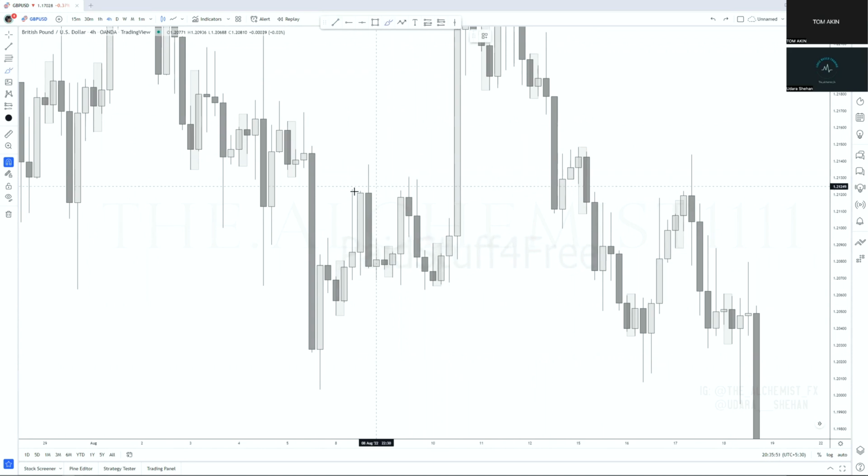So even this right here is a swing high. Why? We have a lower high to the left and a lower high to the right. So this will be a swing high. That little wick right here will be a swing high.